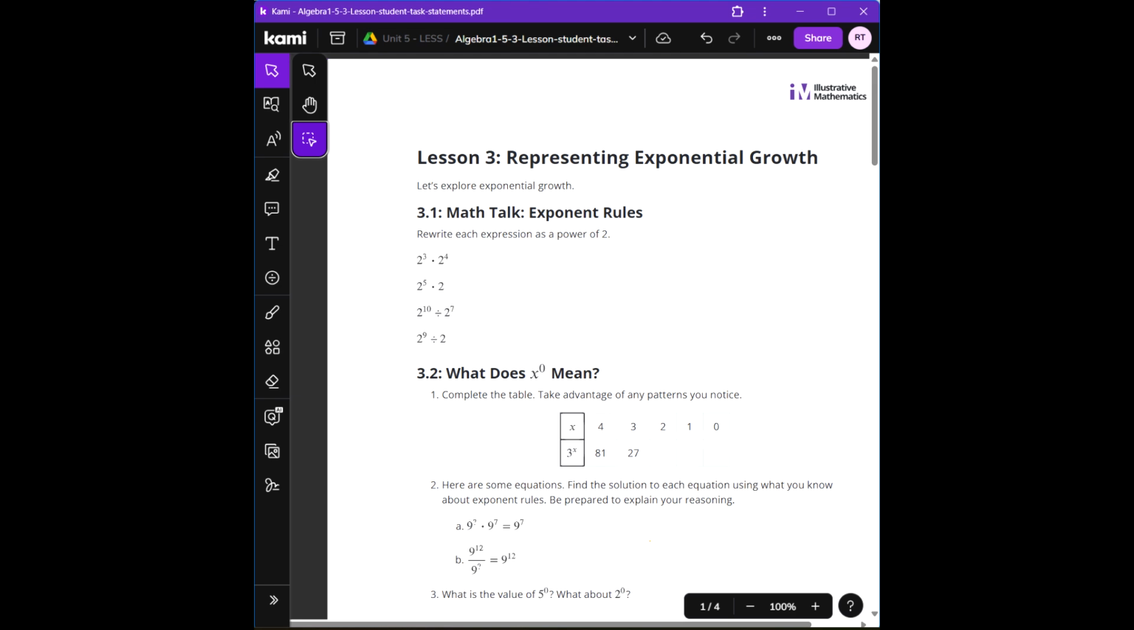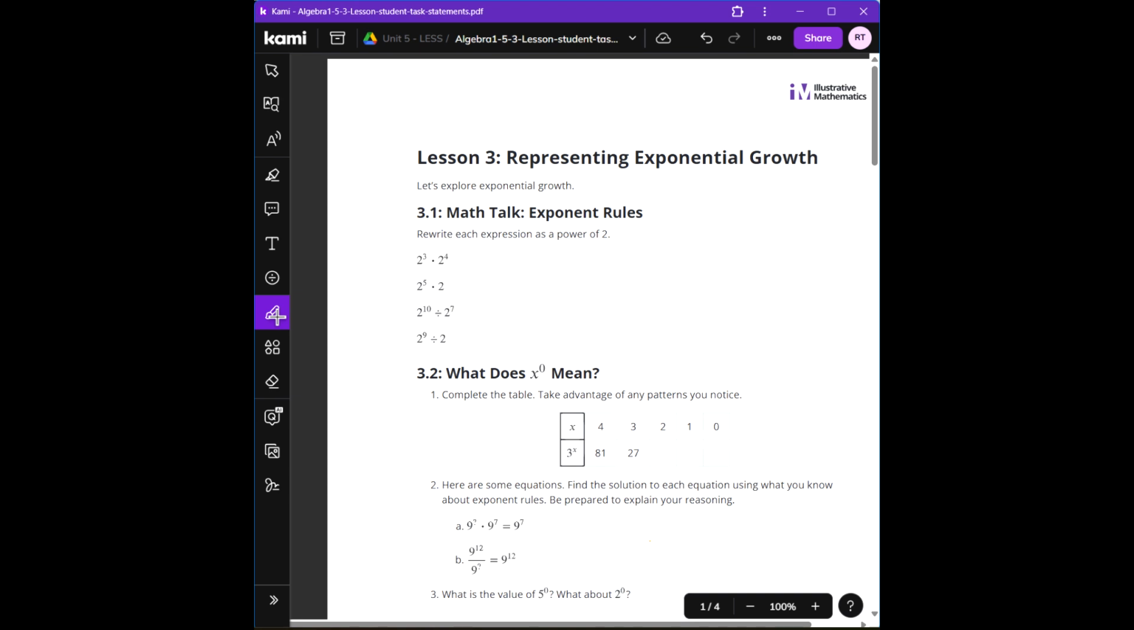In lesson 3, we're reviewing or expanding on some of the lessons from grade 8, unit 7 on exponents. So that's something that you might want to go back and look at and review. So let's take a look at what we have here. We have Math Talk, exponent rules. Rewrite each expression as a power of 2.